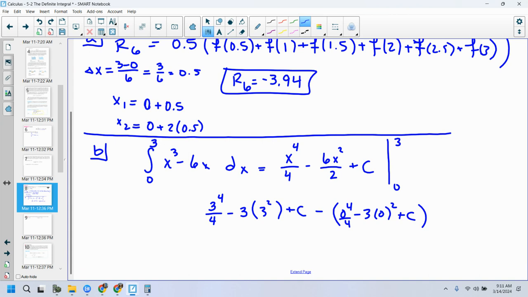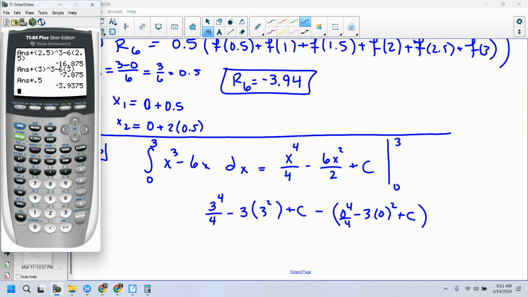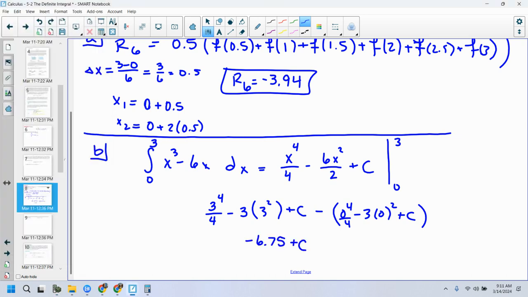Okay, so let's actually evaluate that. 3 to the fourth. What is 3 to the fourth? 81, right? 81 divided by 4, minus 3 times 3 squared. So 3 times 3 squared is 27. And so I have negative 6.75, plus c, minus, well, isn't this 0? Right? Isn't 0 to the fourth over 4 minus 3 times 0 squared, isn't that all just 0? And then we take this plus c.